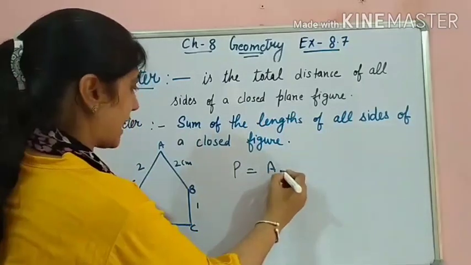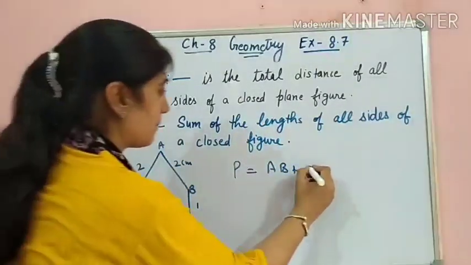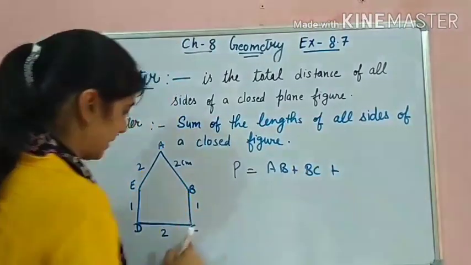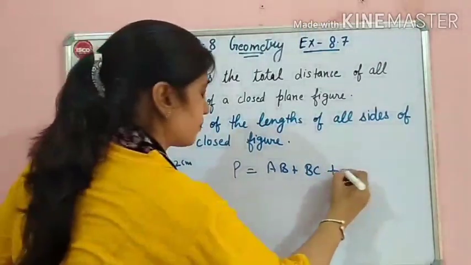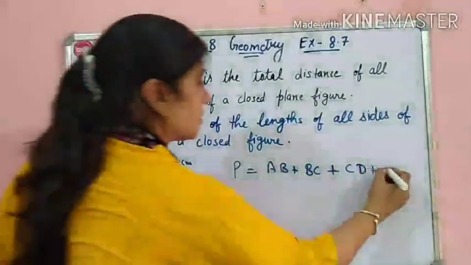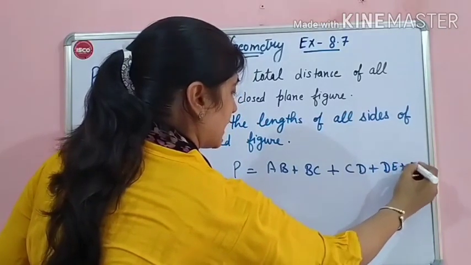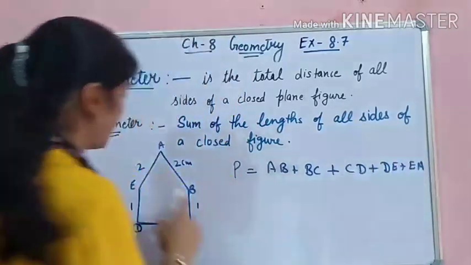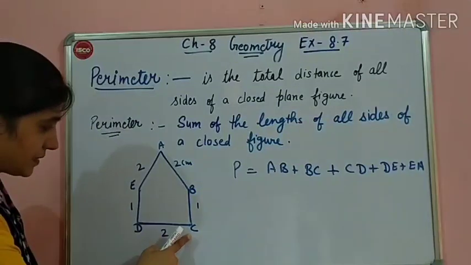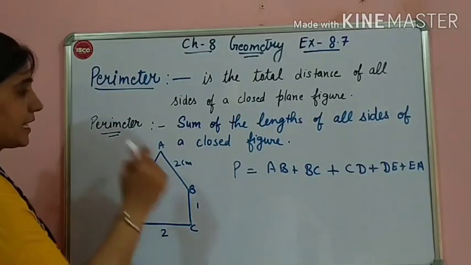First is AB, then BC plus CD, then DE, then EA. AB, BC, CD, DE and EA.